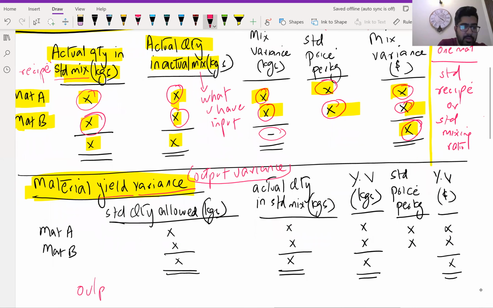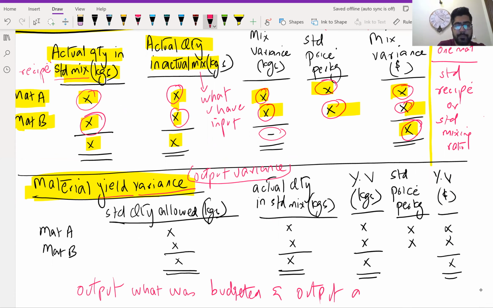That is output what was budgeted and output actually achieved. Yield variance is the output variance, yield output. Output variance means output that was budgeted and output that was actually achieved. This variance is called material yield.